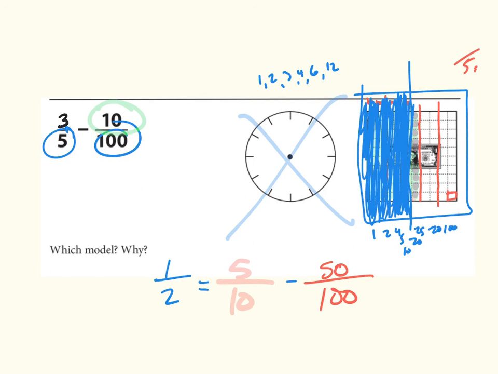We're trying to figure out what can we say they have in common down here? What can we divide them into? In this one, we might have divided this into 60 hundredths and then taken away 10 hundredths. Oh, of course, it's no surprise that I got 50 hundredths as my answer.